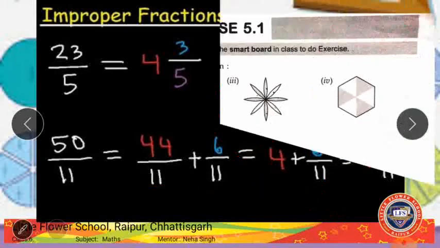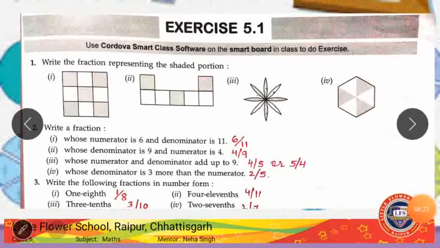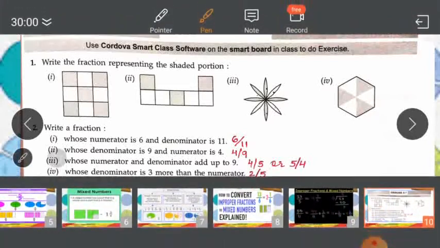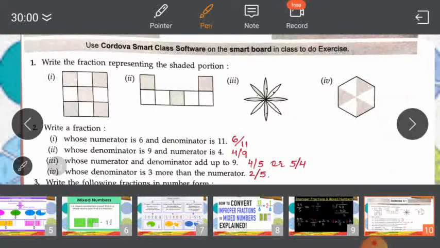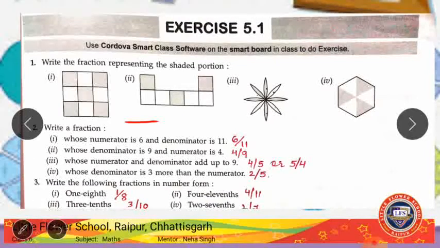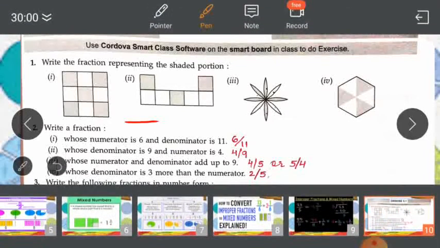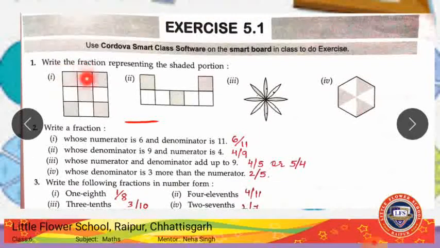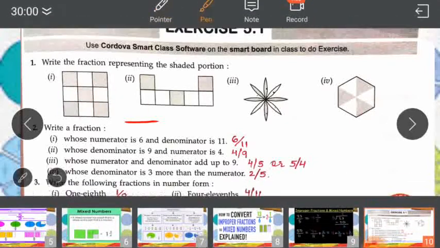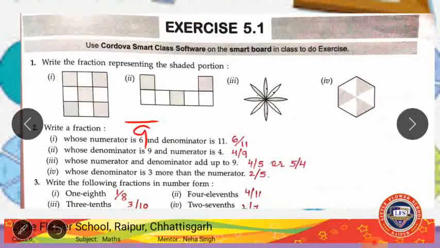So now moving on to the exercise questions. The first question is, write the fraction representing the shaded portion, right? So see, pay attention here. While writing the fraction, what will we do? See, total parts: 1 2 3 4 5 6 7 8 9. So total part is 9. So I will write 9 in the denominator.